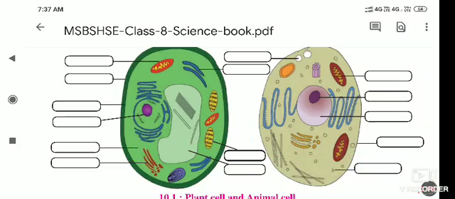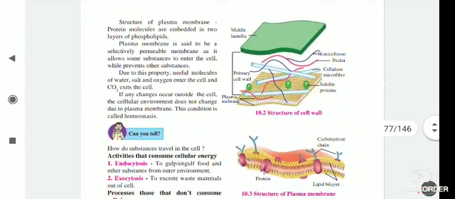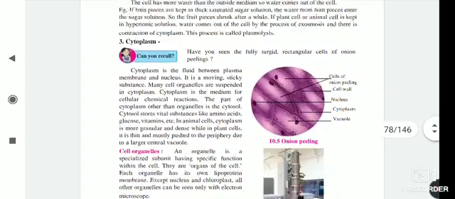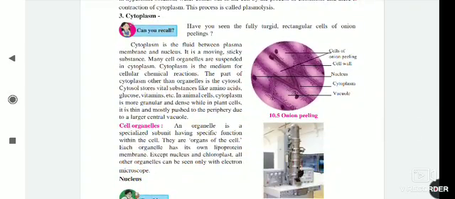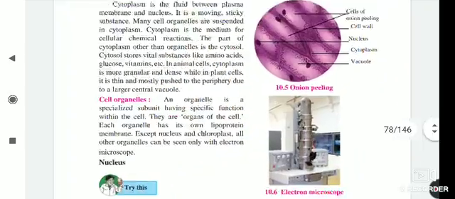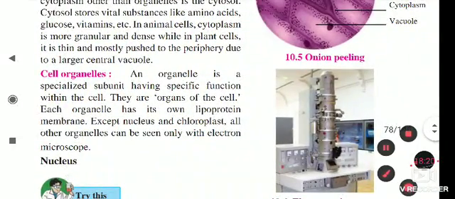So today we will stop here only. All of you have learned this part of the lesson, and the next part, the cell organelles, we will study in tomorrow's lecture. Okay, thank you.